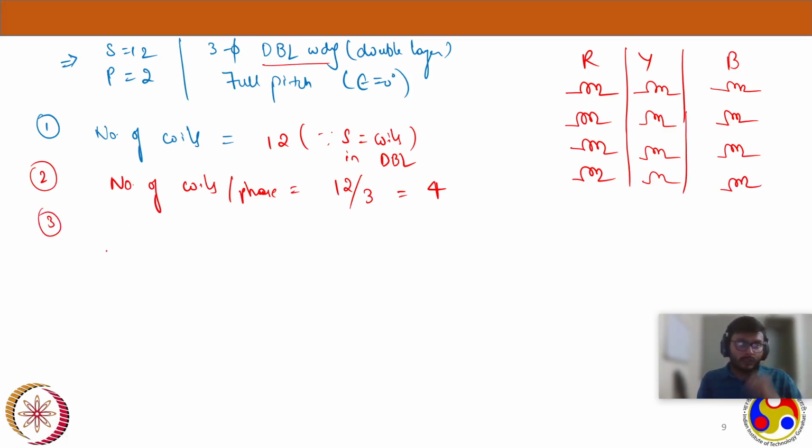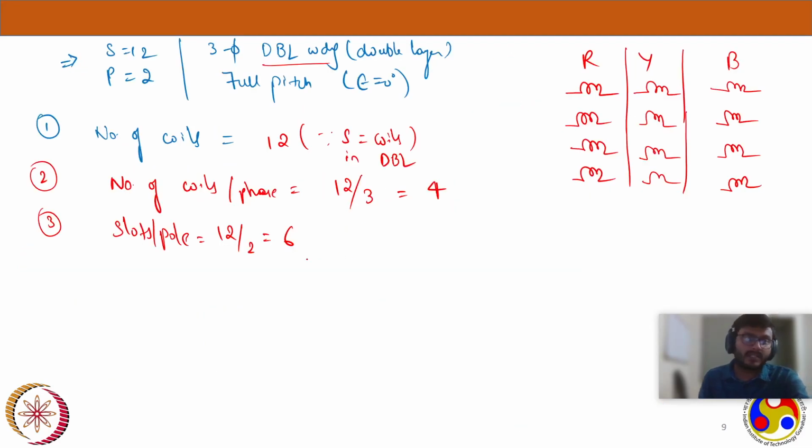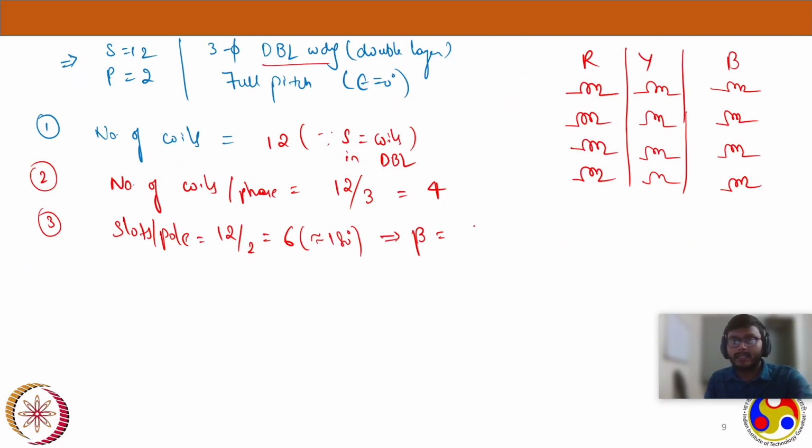Now, one more thing. Now I know slots per pole. That is how much? 6 slots per pole. Now, here I have marked it. For each pole, I am having 6 slots. That is clear. Now, this is equal to 180 degrees coil span. Now my beta, how much is beta? Have you calculated beta here? Yes, beta electrical is 30. 180 divided by 6, that is 30.